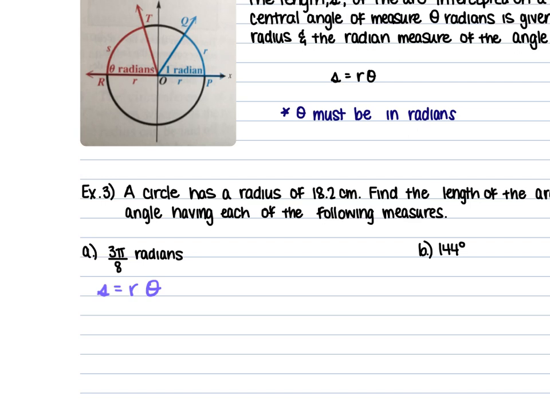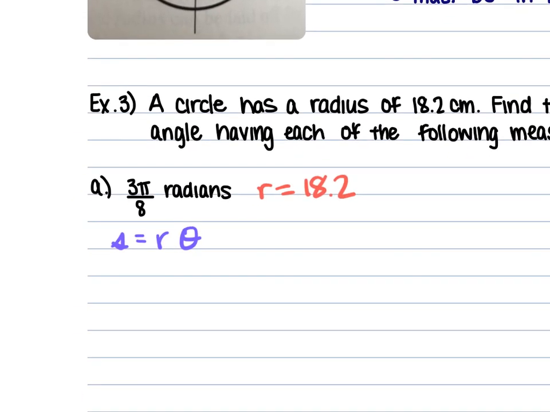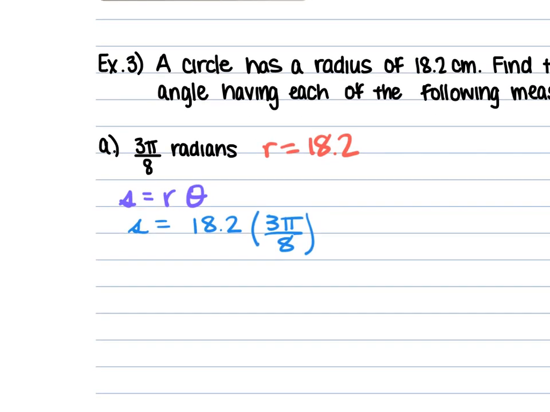So in this case, our r is 18.2. We're going to plug that in, and we're going to have S is equal to 18.2 times 3 pi over 8. So again, if we wanted to multiply this straight across, we could. If we wanted to simplify before we multiply, we could do that as well. I'm going to multiply straight across. That 18.2 times 3 gives me 54.6 over 8 with pi. You can leave the pi in the numerator, or you can put it out after the fraction. It's totally up to you.